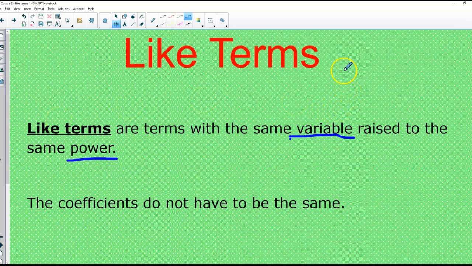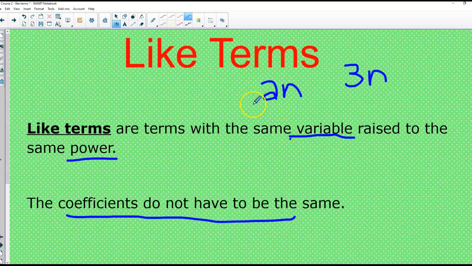So if we're talking about a variable, okay, if I had 3n, right, there's my variable of n, it would be considered a like term if I had one that said 2n, right? Because it has the same variable, n and n, and it has the same exponent. Really, it doesn't have any right now, right? So they are the same. We are not concerned about the coefficients. The coefficients do not have to be the same. So it is okay that this is a 2 and this is a 3.